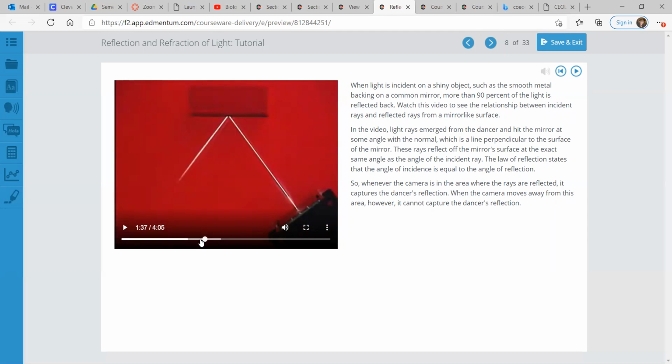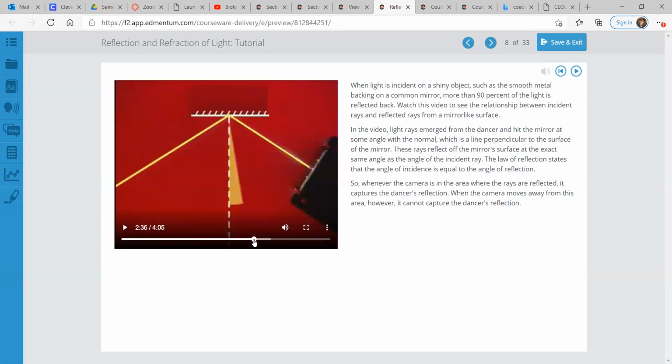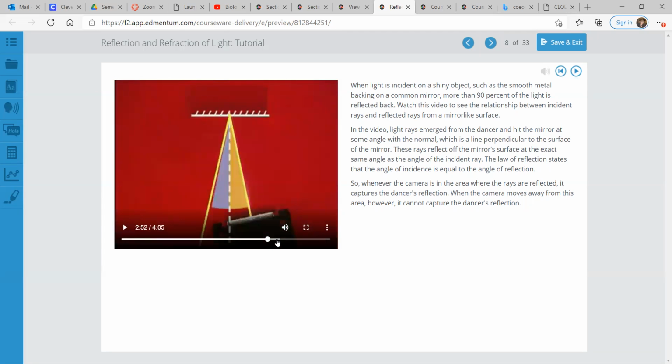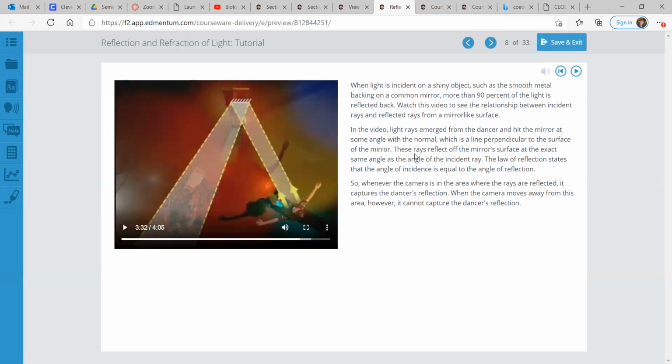Here's a bit of the video. Reflection and the angles of reflection and the angles of incident.